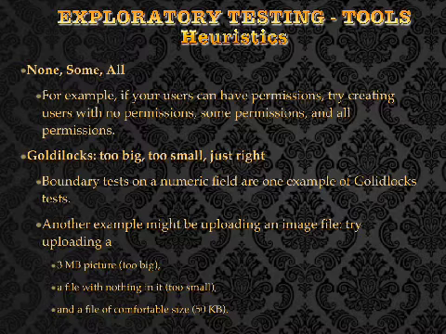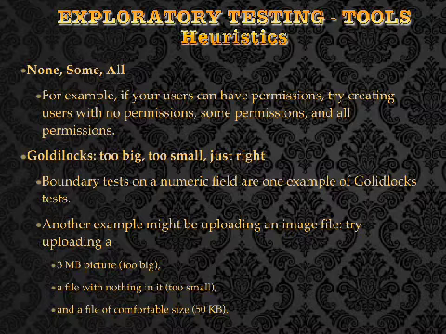Then there is also the Goldilocks principle: too big, too small, and just right. This is more like a boundary test, where you have a numeric field, for example. You can try adding an image to your software. When you try uploading an image, check with a very big file, check with a very negligible size file, and check with a medium size file. That helps you understand how your software is going to pop up errors based on the size of the image that you upload.